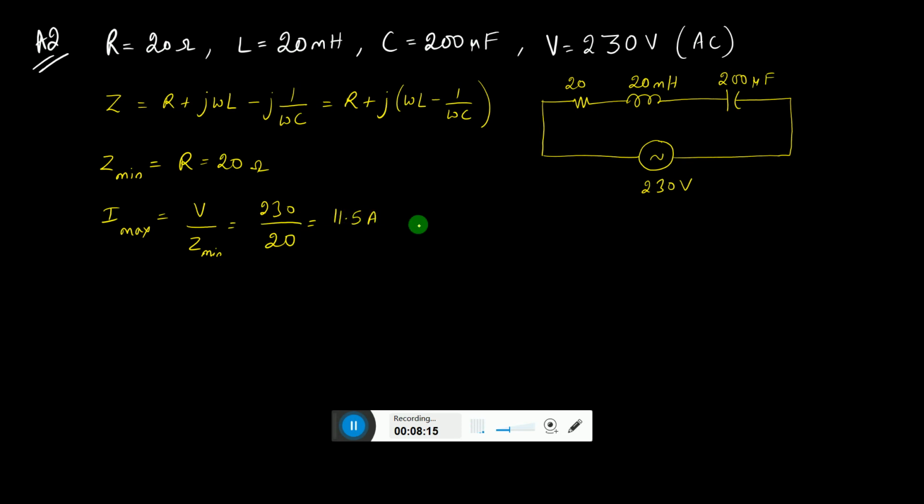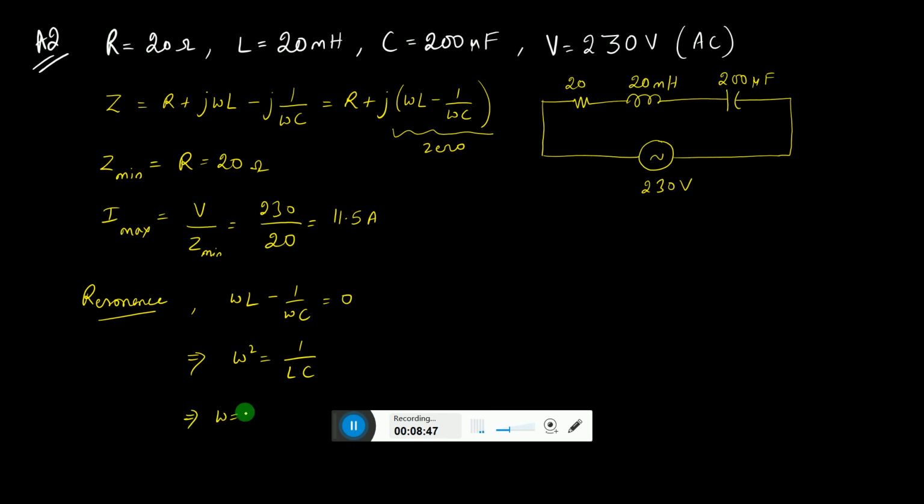0.5 amperes. Now we said that this term is to be equated to 0. This is a case of resonance. So at resonance, the omega L minus 1 by omega C is equal to 0, which implies omega square is 1 by LC, or we can write omega is equal to 1 by root LC.